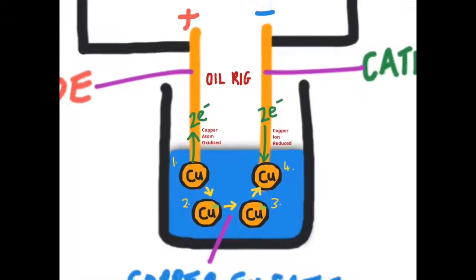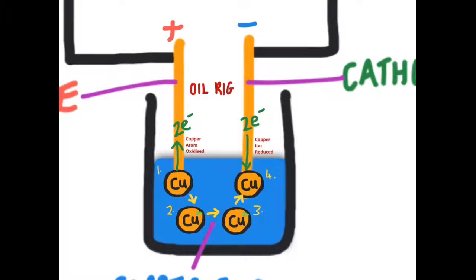All right, let's look a bit closer. Okay, so we start off with a copper atom. So a copper atom, which makes up the copper electrode, basically will transfer 2 electrons because of the electric current.